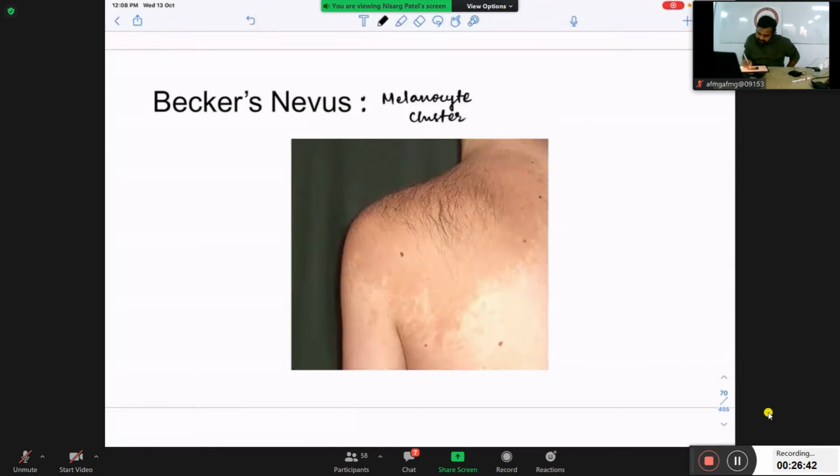It is a melanocyte cluster along with increased androgen sensitivity. And because of this, in the affected area, you will see hair and acne is increased. If the person has acne on the face, he will also have acne in this area.